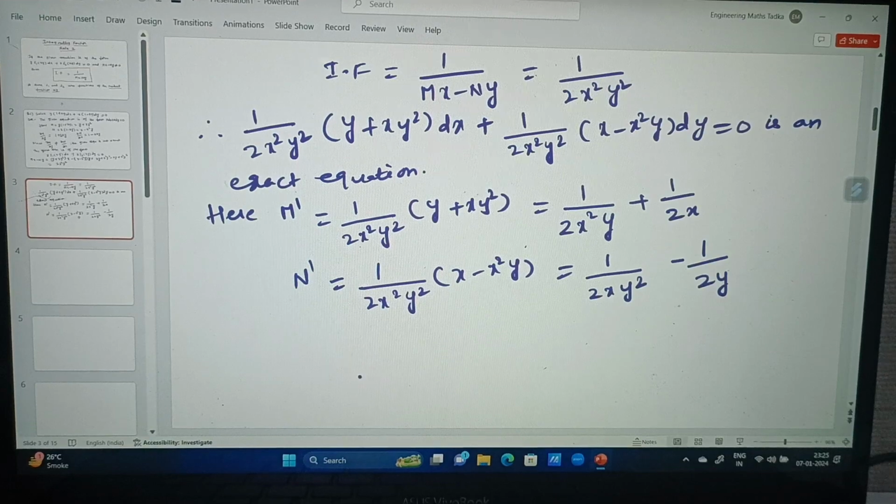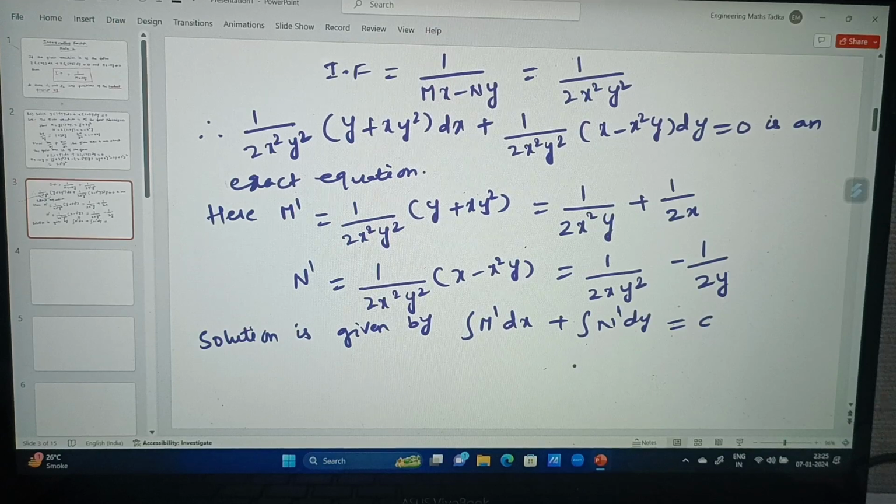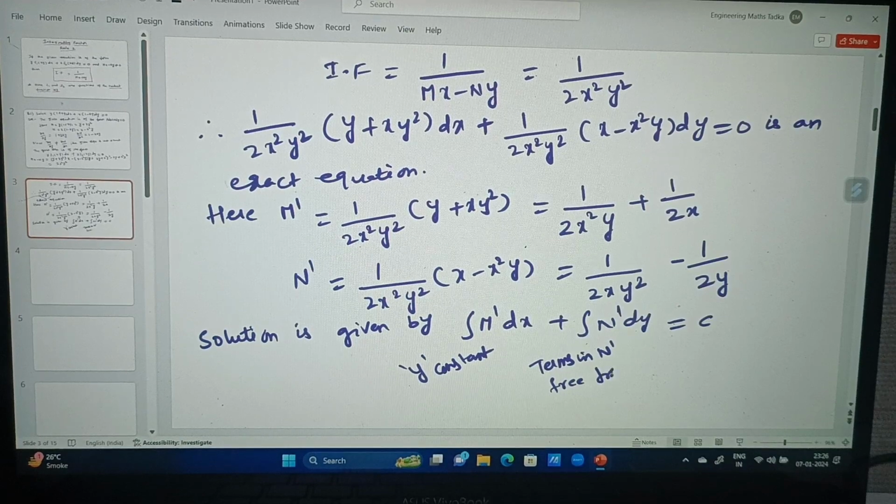ठीक है? m dash and n dash लिखने के बाद नेक्स्ट स्टेप क्या है? Solution is given by, फॉर्मूला क्या सीखा है हमने? Integral m dash into dx plus integral n dash into dy is equal to c. When you are integrating the function m dash with respect to x, y should be treated as constant. In a similar way, when you are integrating the function n dash with respect to y, then you have to consider only the terms in n dash which are free from x.